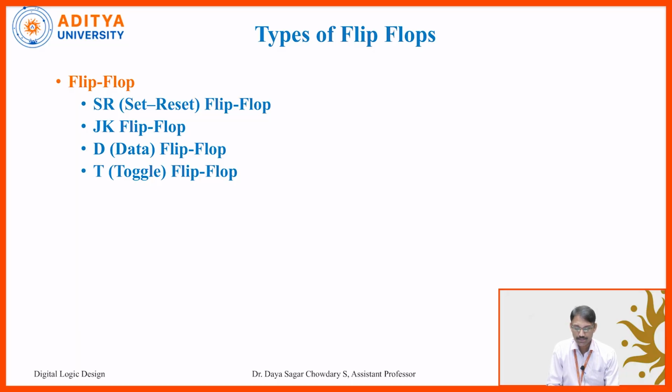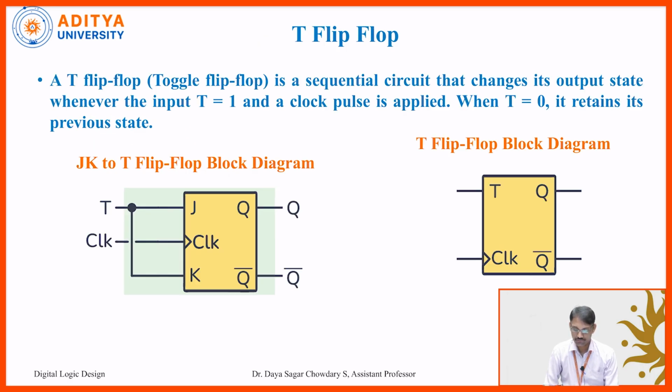Now, these are the types of flip-flops. We already discussed the SR flip-flop, JK flip-flop, and D flip-flop. Now we will discuss the T flip-flop. Simply T, we call that a toggle flip-flop, or a toggling condition.